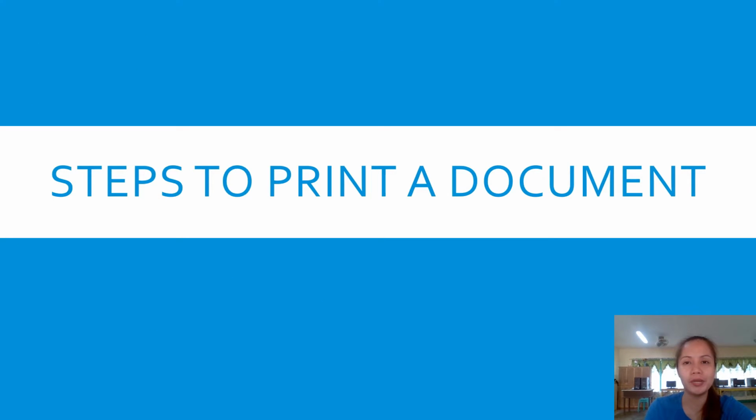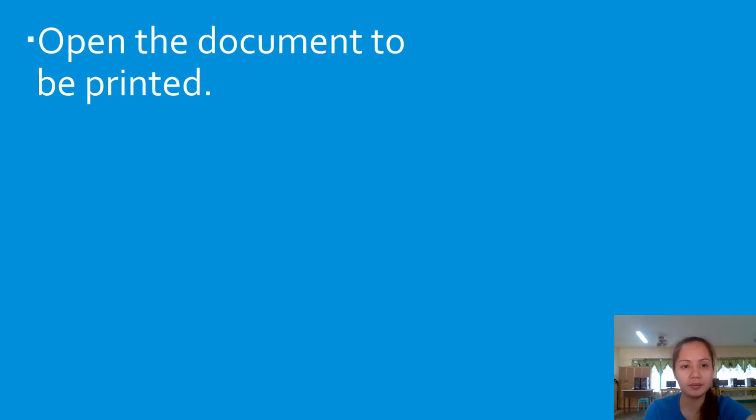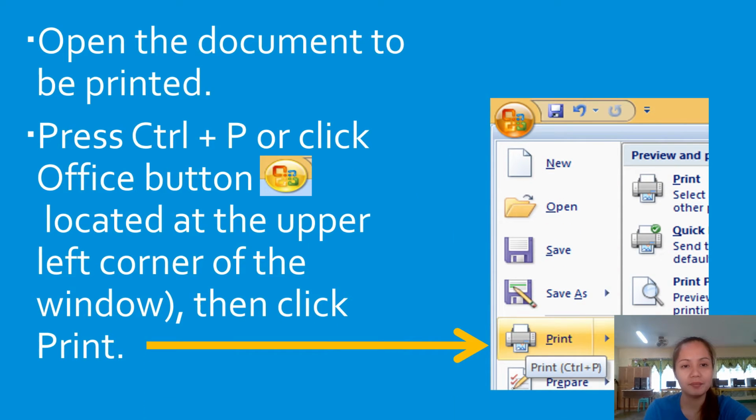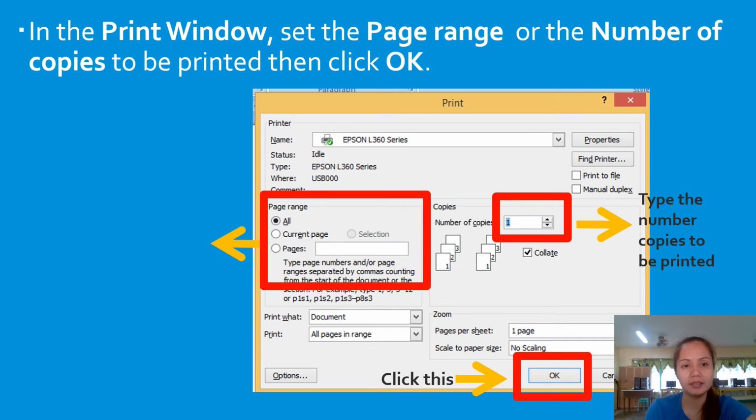What are the steps to print a document? Okay, so the first thing to do is to open the document to be printed. Next, press Ctrl P, or if you are using Office 2010, you click the Office button and then click Print button. And then you can see there the print window. And then we are going to set page range and number of copies to be printed.